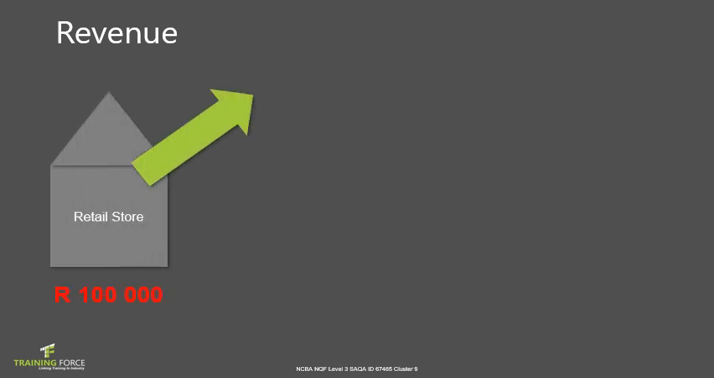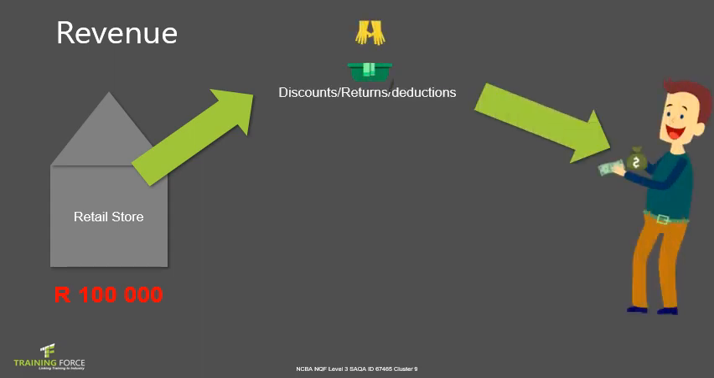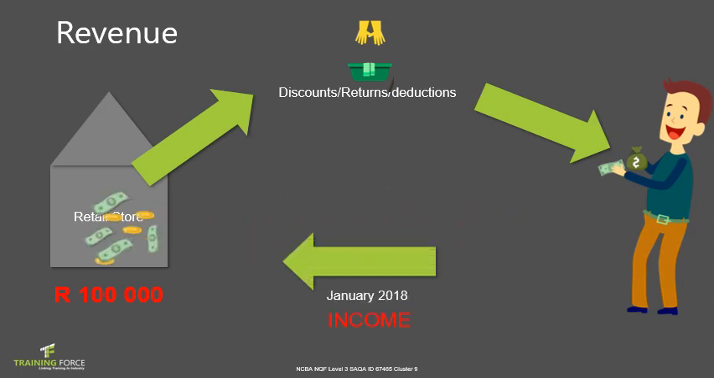Revenue is the amount of money a company actually receives during a specific period of time and includes discounts and deductions for returned goods. Interest earned on investments, dividends, and profits on sales of fixed assets are also revenue. So we can safely say that income is only the monies received from trading, manufacturing, and or providing a service.